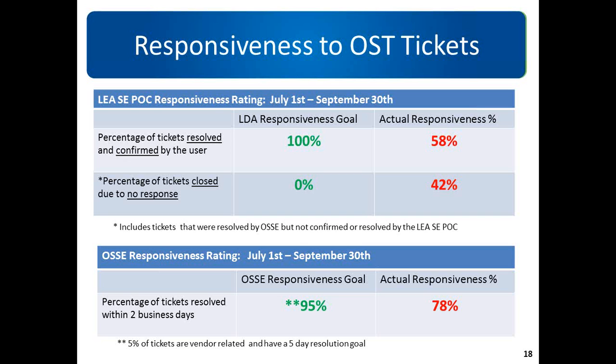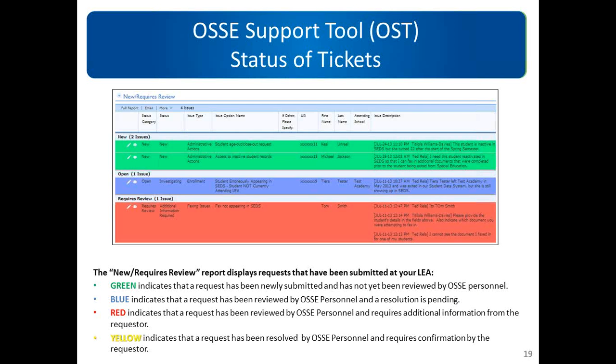So you always want to check your OSSE support tool for these color status indicators in order to determine whether or not your ticket has been resolved. The really important one is yellow. Once you see that your ticket has moved to yellow, and I've already discussed the red, that is asking that you provide us with additional information. Once your ticket has been moved to yellow, it essentially means we've provided you with a resolution.